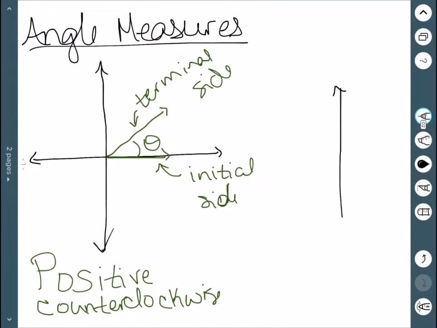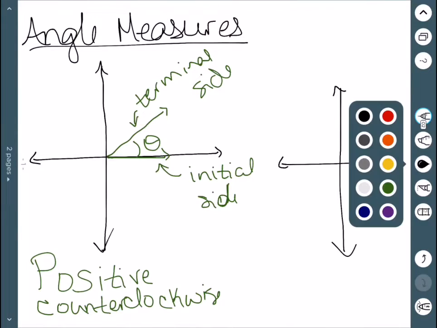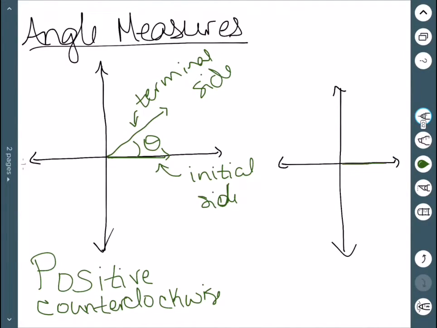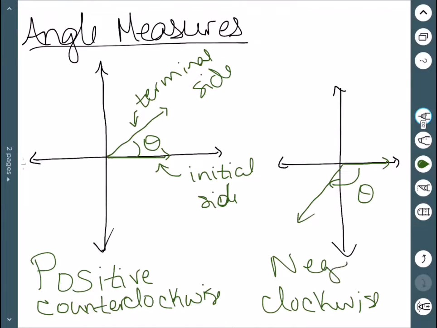On the other hand, if I draw another coordinate system, and this time I have an angle that looks like this, where I moved clockwise, this one is going to be negative. The initial side is still at the x-axis, and the terminal side is the other side of this angle.